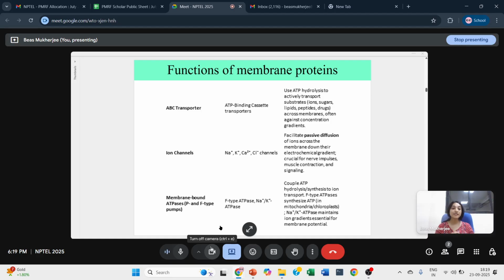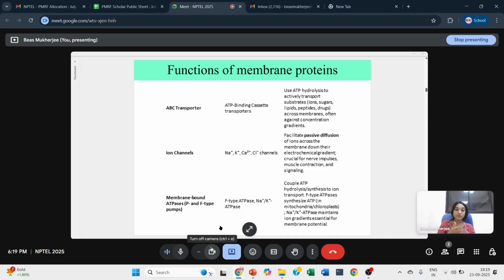Now the next one is ion channels. Ion channels help in the transport of different ions such as sodium ion, potassium ion, calcium ion, chloride ions, etc. So they are participating in passive diffusion of ions across the membrane down their electrochemical gradient or concentration gradient, crucial for nerve impulses, muscle contraction and signaling.